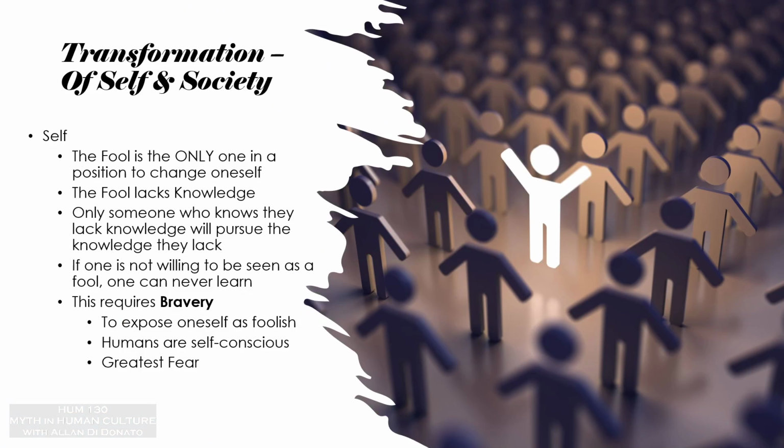All right, now let's go and take a look at the whole idea of transformation in light of the trickster. You've got transformation both of the character himself and of society. Those are the two things that we can transform. We can transform ourselves. We can transform the world around us. Now, the self we'll look at first, right? The fool is in a unique position because they're the only ones that are able to change themselves. We said the fool lacks something, definitely wisdom, and can definitely grow in a particular direction. But let's just say they lack a certain degree of knowledge. I think it's the case that only somebody who knows they lack knowledge is going to be in a position to pursue the knowledge that they lack.